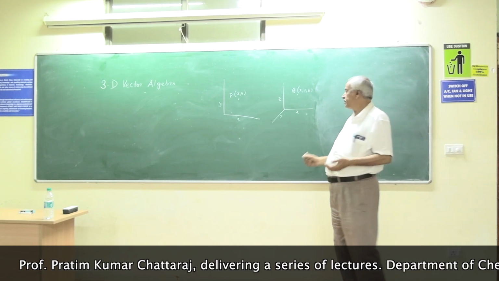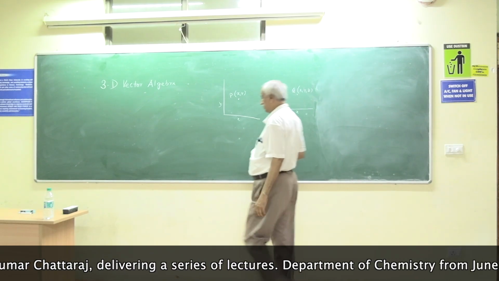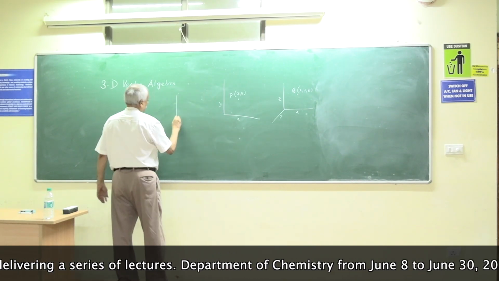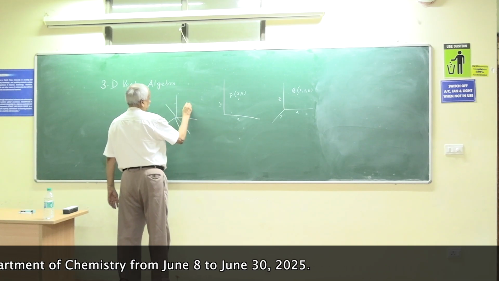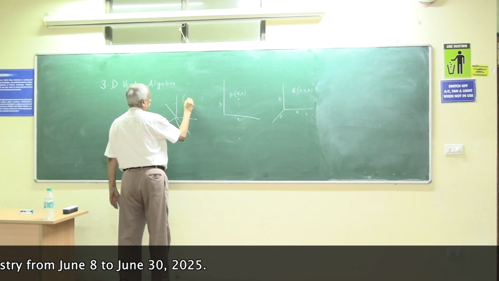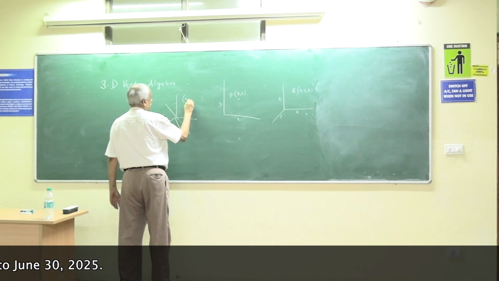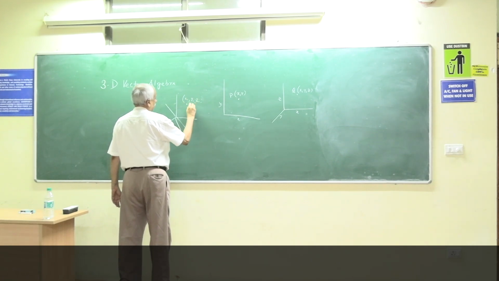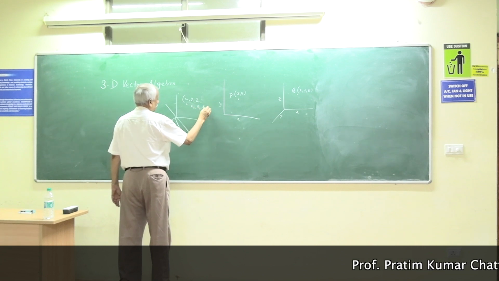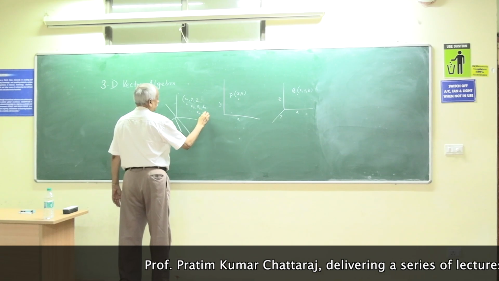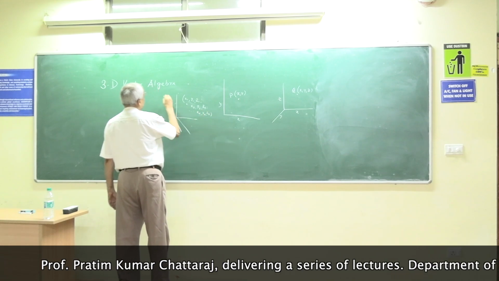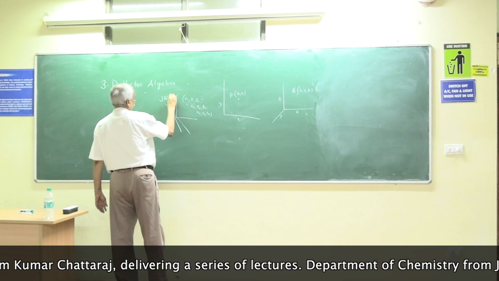So in principle, suppose I can go for, let's say, a 30-dimensional space. I will call this x1, y1, z1, x2, y2, z2, and so on up to xn, yn, zn. So this is basically 3n dimensional.